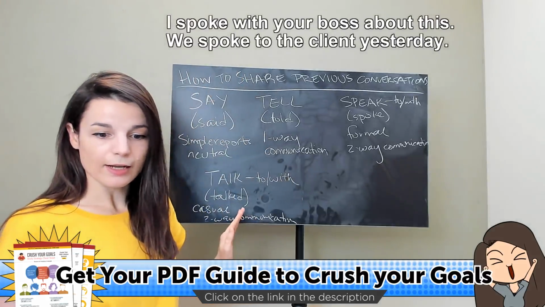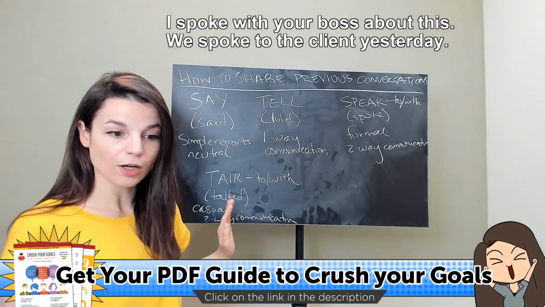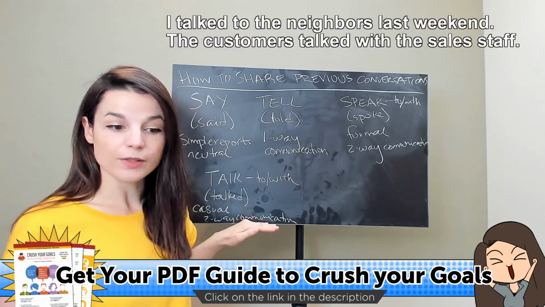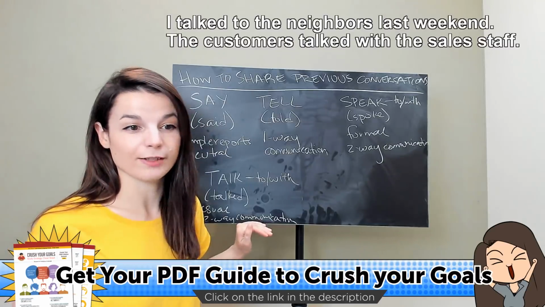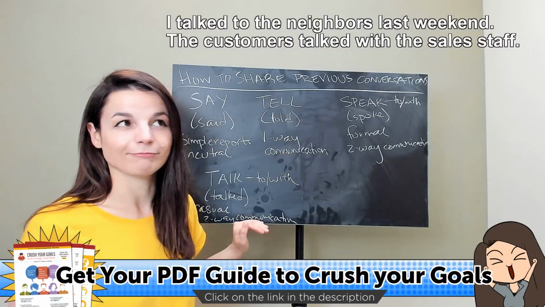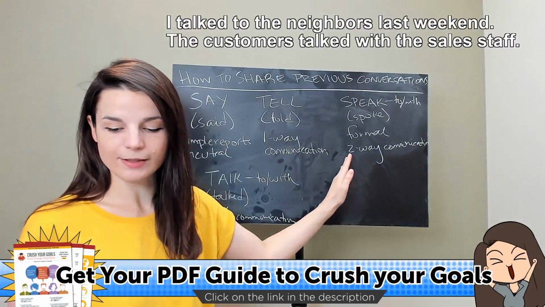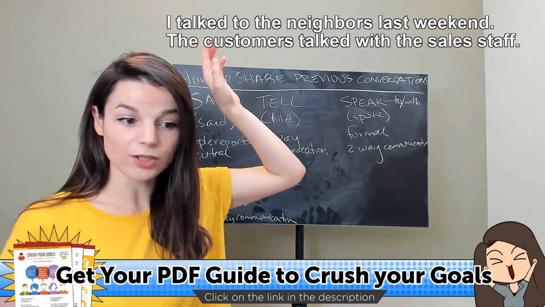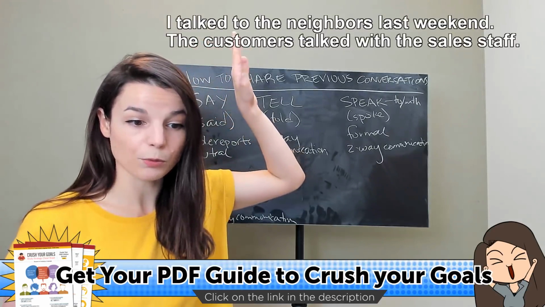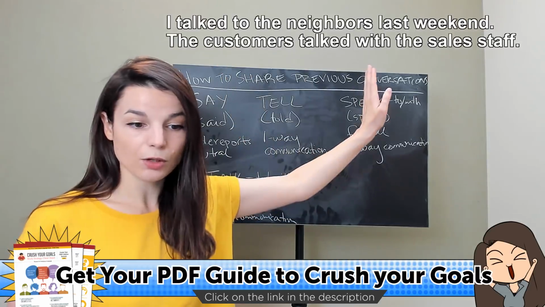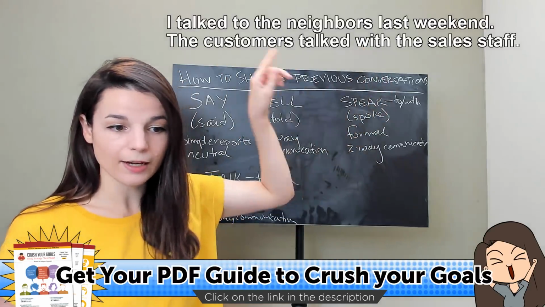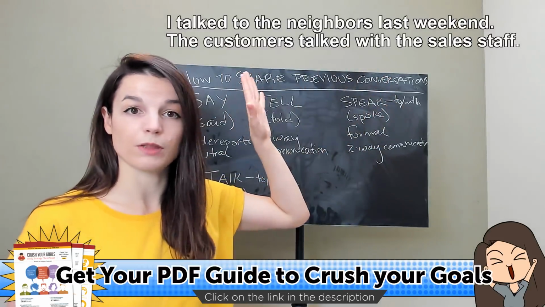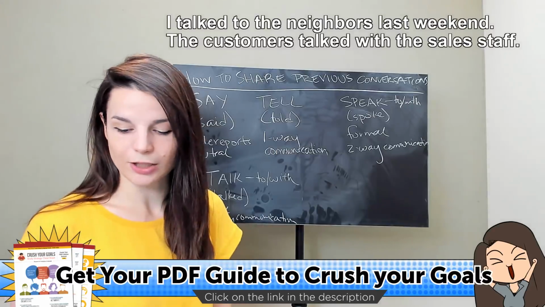Then finally, let's end on the verb talk. As I said, talk we also use for two-way communication, so a conversation. But we also use this in more casual situations. So something that's not so formal. This is maybe better for a business situation. So talk. I talked. So again, this pronunciation. I talked to the neighbors last weekend, and the customers talked with the sales staff. So again, I used to and with here. We can use both to and with these verbs to explain the communication that's happening there.